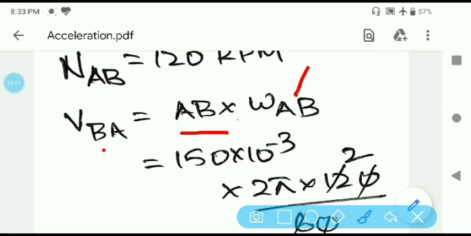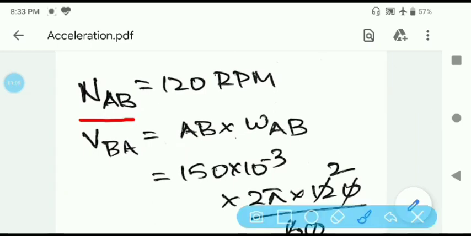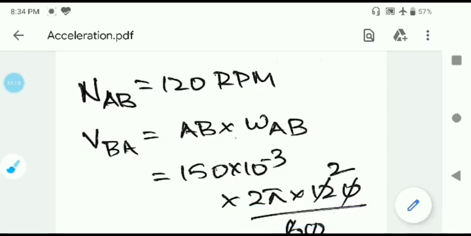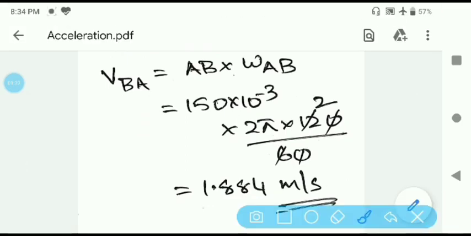In the question, instead of giving angular velocity, the angular speed is given. You need to convert the angular speed to angular velocity. That is, you need to multiply by 2 pi by 60, and all the units have to be in the SI system. Thereby you will get the velocity of point B relative to A as 1.88 meters per second.